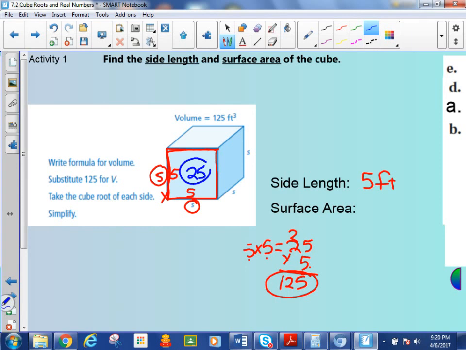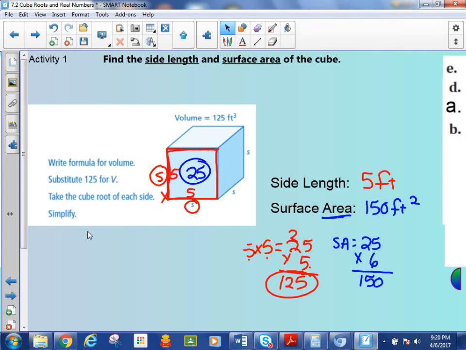Now, this is a cube, so all sides are exactly the same. How many of those sides do I have? I have 6. So to find my surface area, I'm going to do 25, because that's the area of one side, times 6, because there are 6 sides, and that gives me 150. So my surface area would be 150 feet squared, because it's area.